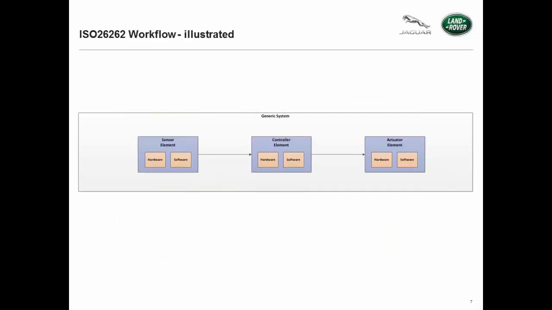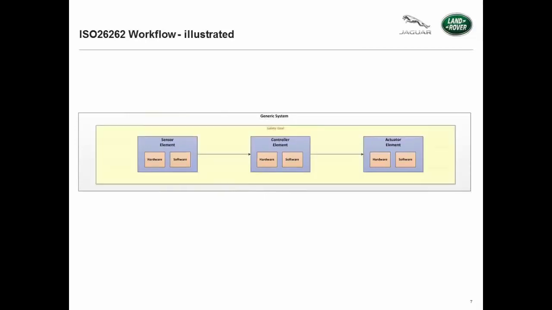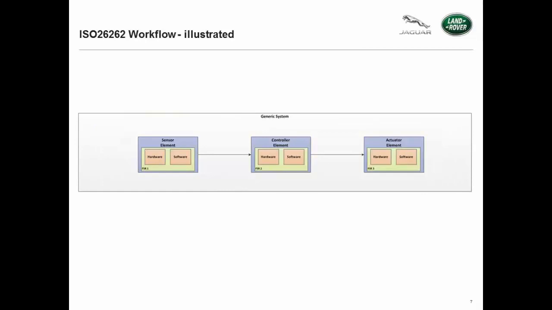This next slide is just trying to illustrate this workflow a little bit more. So ISO 26262 assumes a generic system to look something like this. I've got a sensor element, a controller element, and an actuator element, each consisting of some hardware elements and software elements. So as Jaguar Land Rover, we analyze the system, come up with all the hazards, and we set safety goals. For us, the safety goal is always at the vehicle level. It's the vehicle level behavior we want to achieve to convince ourselves the system is safe.